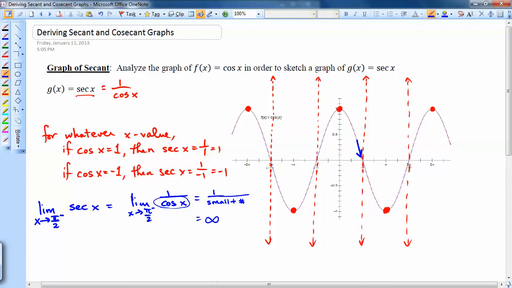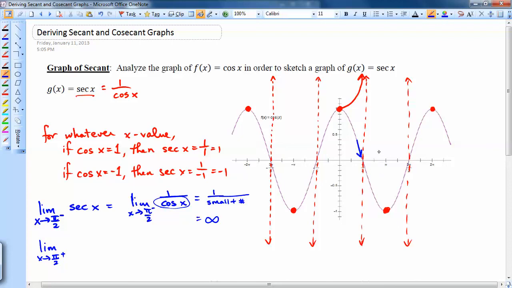So as x gets close to pi over 2 from the left side, on this side of the asymptote, my secant values are going to go to infinity. This is going to just shoot up to infinity like that. Then let's look at pi over 2 from the right side instead. Now we're coming in this way.